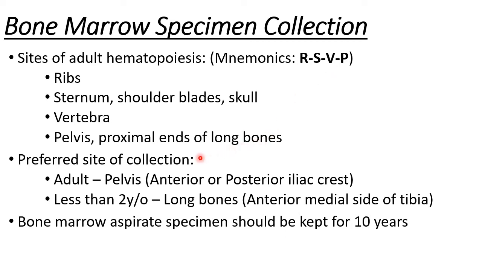And then, what are the preferred sites of collection? Sa adult, most commonly used is yung pelvis, lalo na yung anterior and posterior iliac crest of the pelvis. And kapag naman bata, medyo maliit tong part na to. So, hahanap ka ng mas malaki pang bone. And pag bata, ang preferred site is the long bones, especially yung tibia, the anterior medial side of the tibia. And itong bone marrow aspirate should be kept for 10 years. Back in your histopath, di ba? Kasama siya sa mga specimen na dapat itago for 10 years for legal matters.